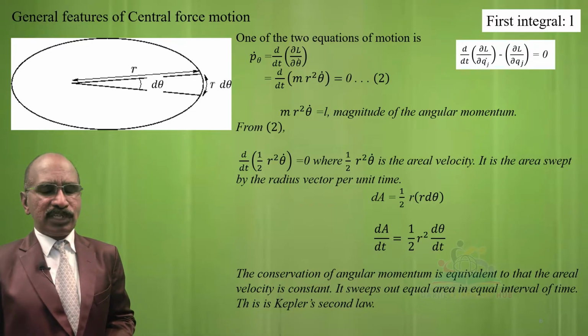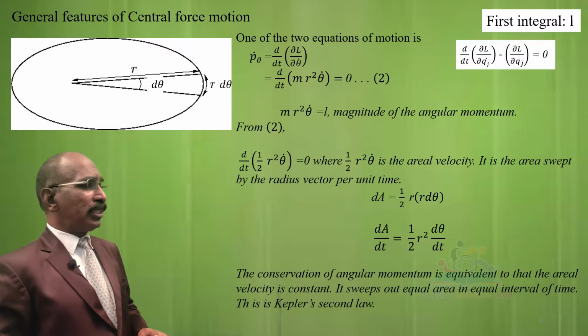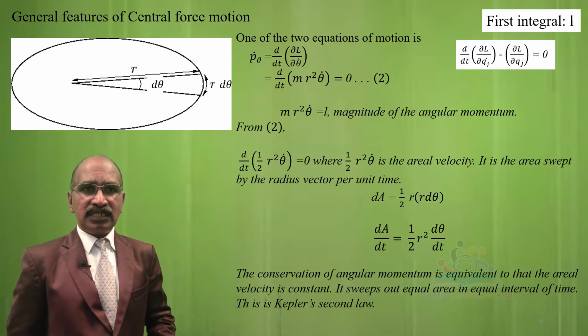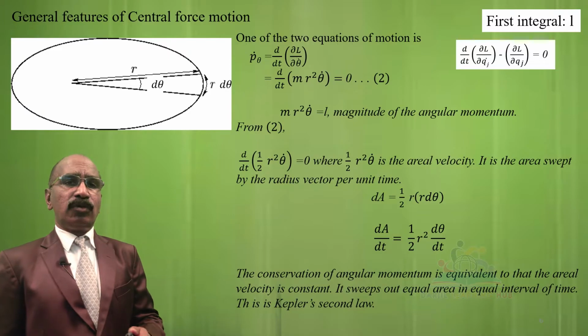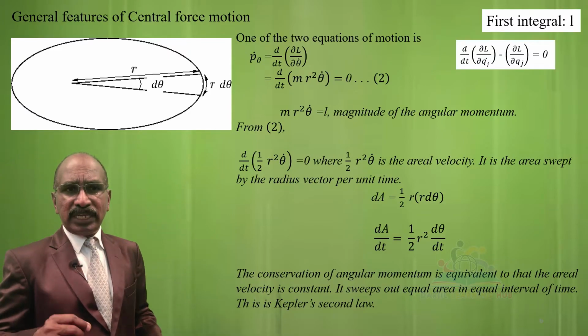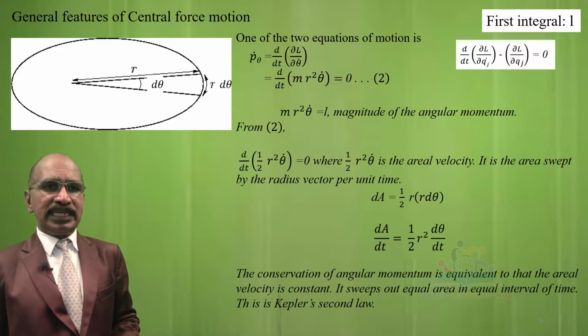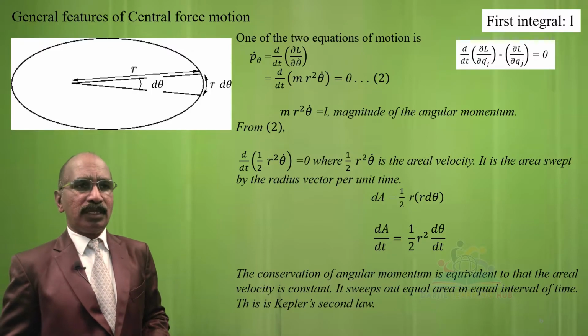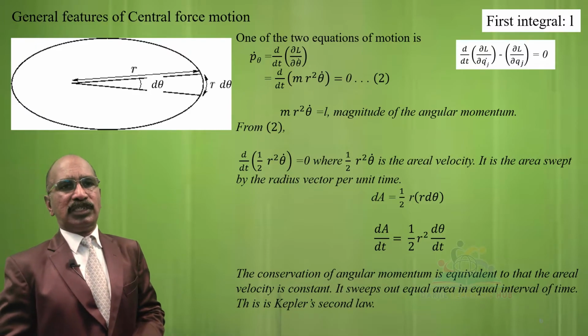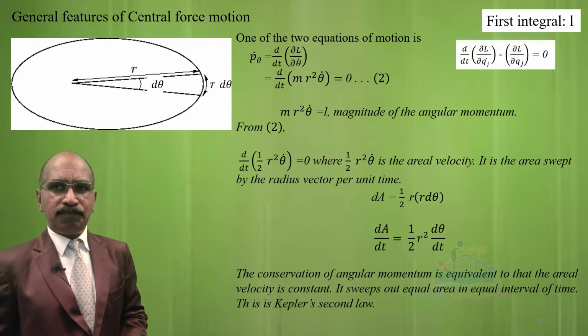We know the equation of motion, Lagrange's equation of motion, given here: d by dt of ∂L by ∂Qj dot minus ∂L by ∂Qj equal to 0. So this is the Lagrangian equation of motion. Now here the first generalized coordinate is theta. Therefore, we can write down the first equation of motion in terms of theta.